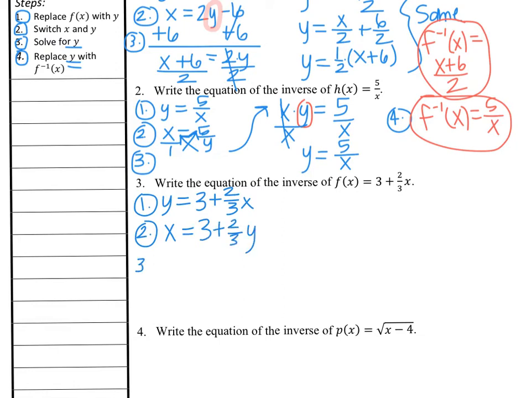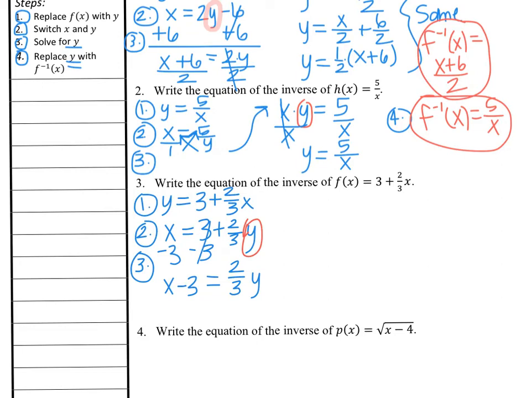And then step 3, we are solving. Okay, so we're solving for y. The very first thing that I would say to get rid of is the thing that's furthest away from y. So just like a regular equation, you want to move the constant term to the other side. So you get x minus 3 is equal to 2/3 y.